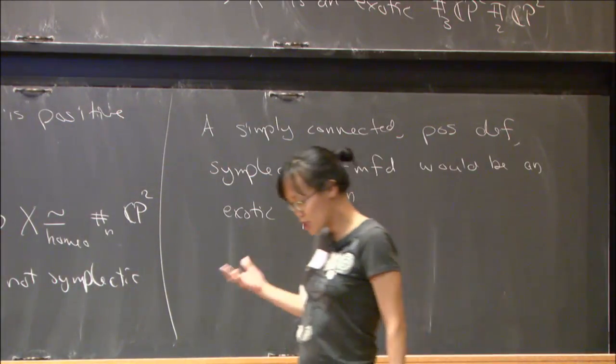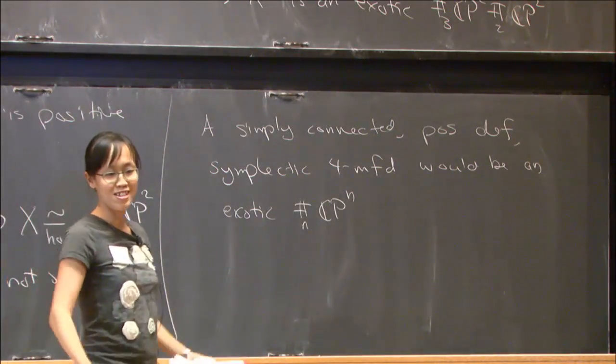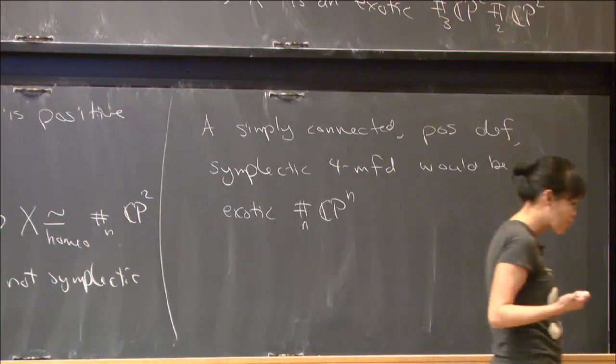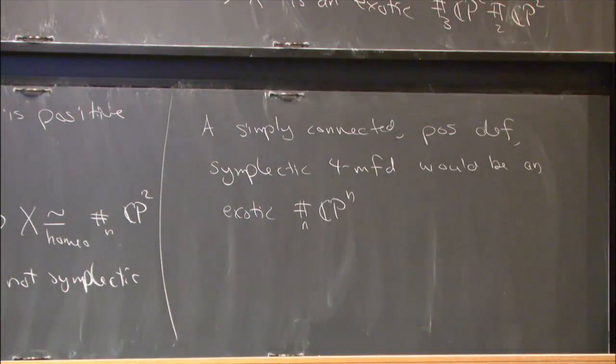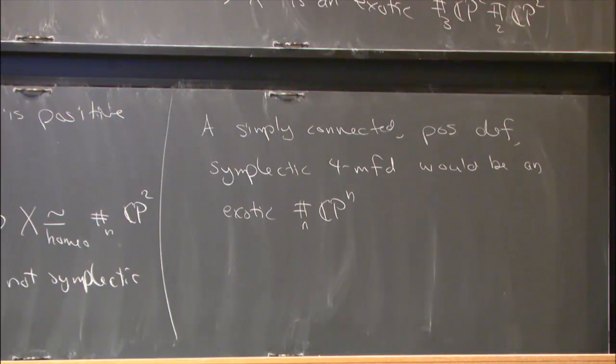So unfortunately, I'm not going to construct one of these for you. I'm not going to tell you that there exists an exotic connect sum of CP2s. Instead, what I'm going to tell you is that under mild hypotheses, there are none of these. Okay. So let me tell you what those mild hypotheses are.